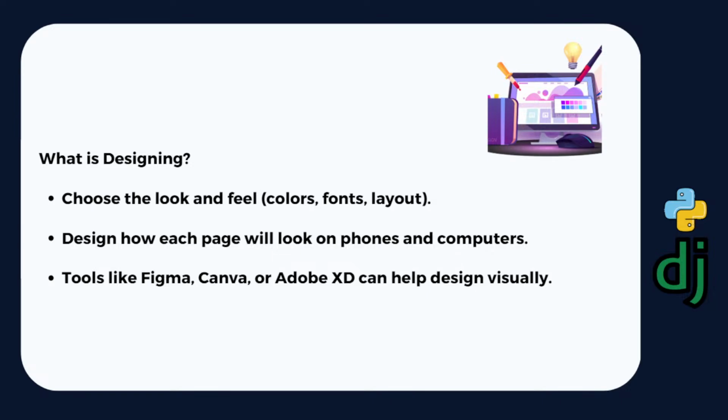The UI UX designer uses tools like Figma, Canva, and Adobe XD. These tools help to build a visual design for the website. Understand? In the design session we need to prepare the color, font, and layout, and we design using tools like Figma and Canva. In this designing session we just do it like this.